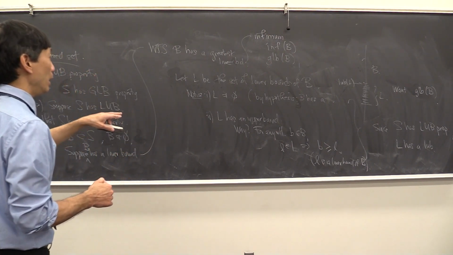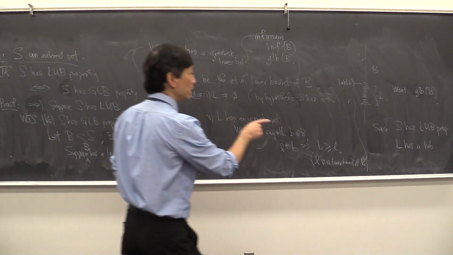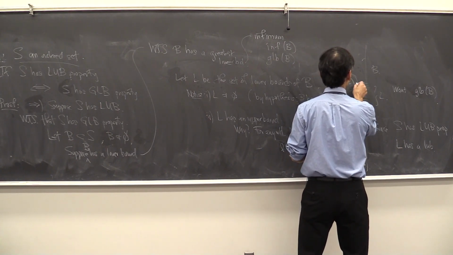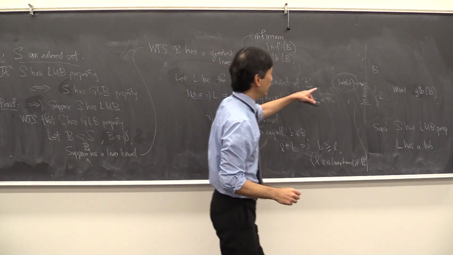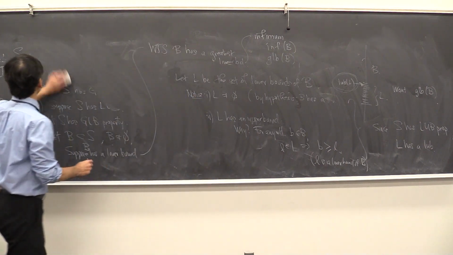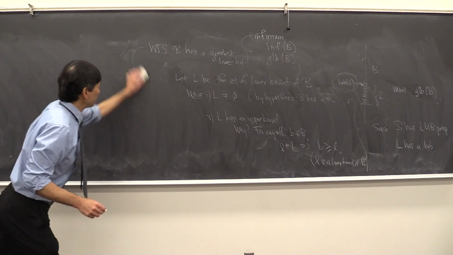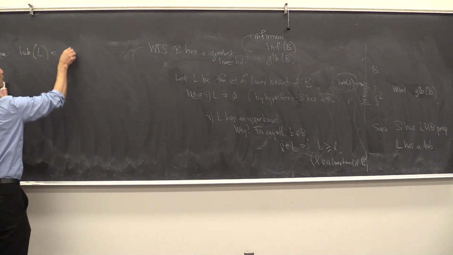Okay. So what have we done? We said that there is a least upper bound, right? So we know that this least upper bound exists. Okay, and we're hoping that that guy is the greatest lower bound of B, right? So that was our strategy. So let's claim it. Let's say we claim the least upper bound of L is actually the greatest lower bound of B.